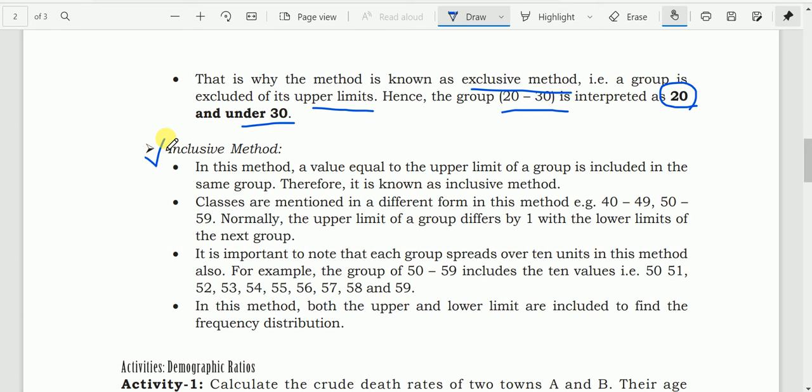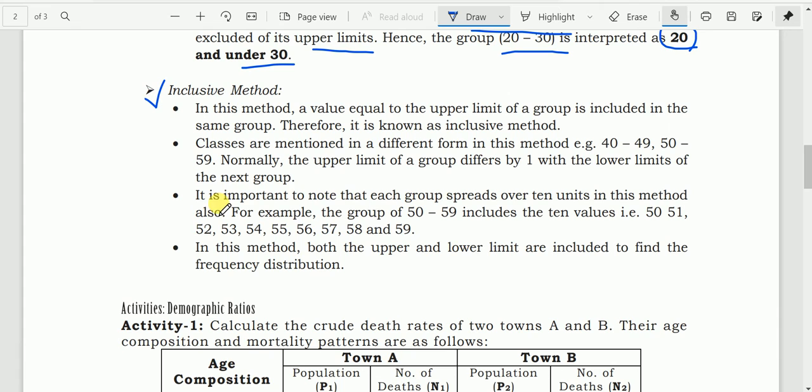Next we have the inclusive method. In this method, the value equal to the upper limit of a group is included in the same group, and hence it is known as the inclusive method. For example, 40 to 49, then 50 to 59. Normally the upper limit of a group differs by 1 from the lower limit of the next group. 50 minus 49 is 1.